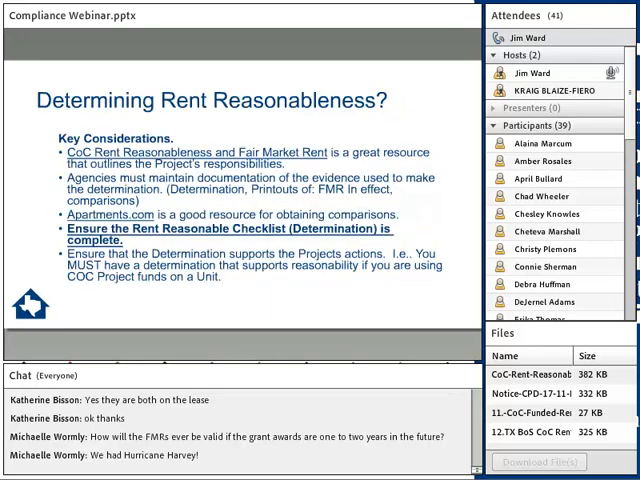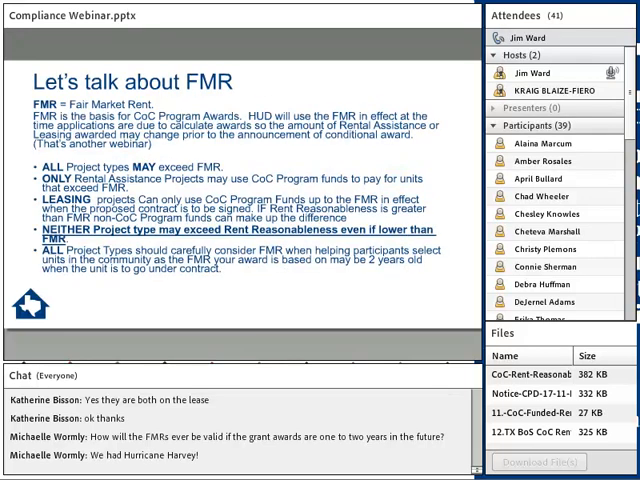So we talked about some of the key considerations for determining rent reasonableness. That document's a great resource. Apartments.com is a good resource for obtaining comparisons. Again, just like the utility schedule, making sure that checklist is complete. You have to have a determination that supports the project's actions, i.e. you must have a determination that supports reasonability if you're using CoC program funds on a unit. We talked about FMR.